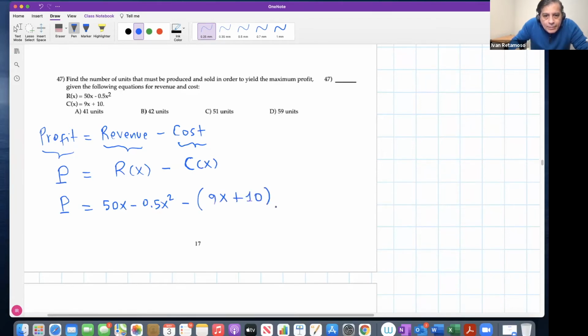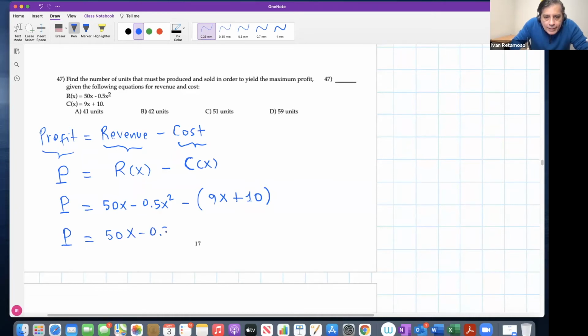Why are you doing that, Professor? Well, I want to make sure that I'm not just subtracting 9x, but I'm subtracting 9x plus 10 altogether. So that's why parentheses here are a must. Now, work this out, simplify it.